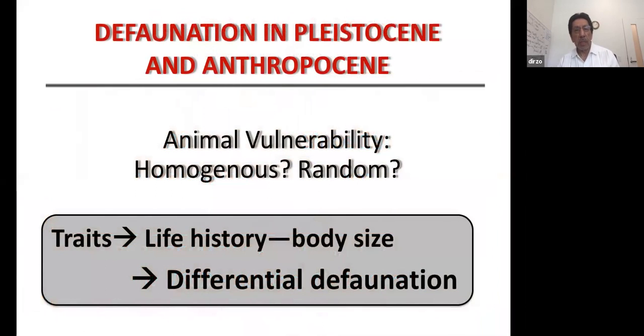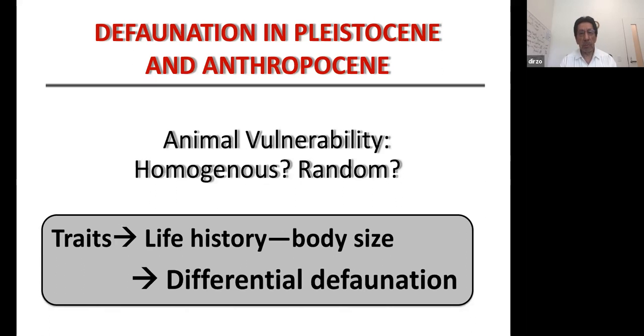Okay, getting close to finalizing this introduction to the situation of defaunation today, but I want to review another question with you. Starting in the Pleistocene and following to the Holocene and today, we can ask: are all animals equally vulnerable to extinction, either globally or in terms of local populations? Is it a homogeneous vulnerability? Is it a random process? The answer, as you can easily imagine, is no.